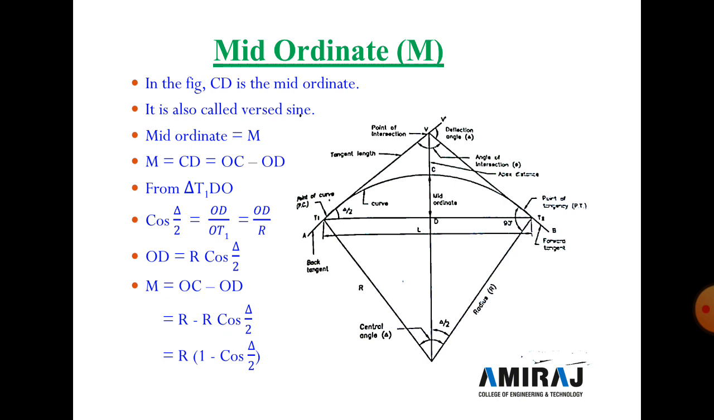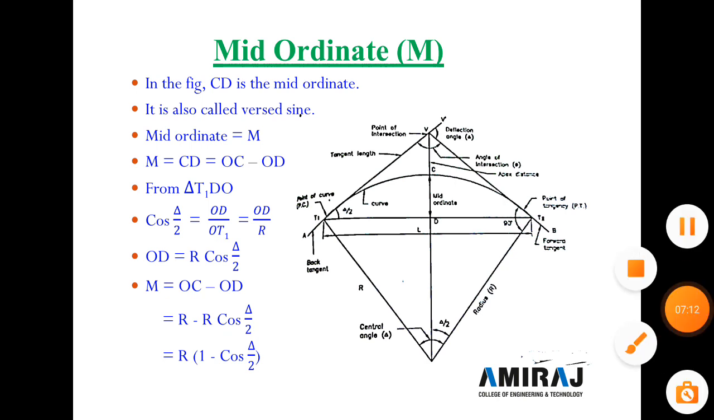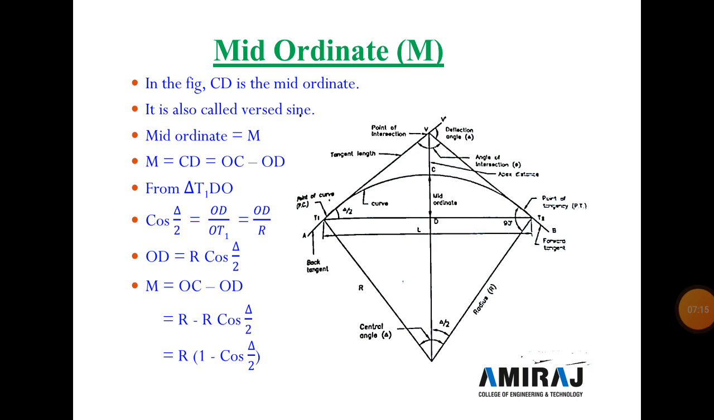Now the next equation is for finding the mid ordinate. So what is the mid ordinate? The mid ordinate is the distance between the center point of the chord, here point D, and the curvature center point C. So this distance is the mid ordinate. It is also called the versed sine. Clear? So mid ordinate M is equal to OC minus OD. OC is already the radius of the curvature R, and we find out OD.